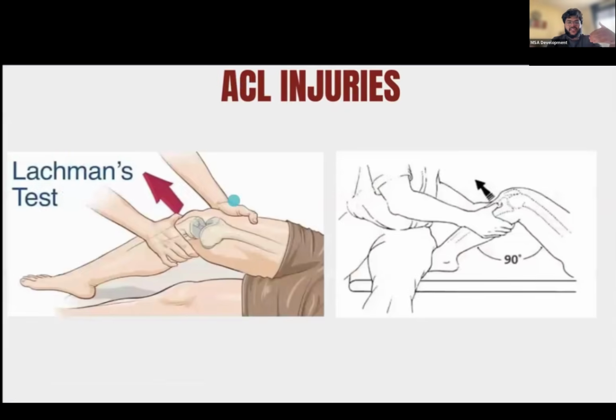The Lachman test is where you hold the knee at a 20 to 30-degree flexed angle and pull the tibia forward to see if there is any laxity or give, like it gives way forward. As for the anterior drawer test, the knee is flexed 90 degrees and the tibia is pulled forward to see if the bone moves forward.